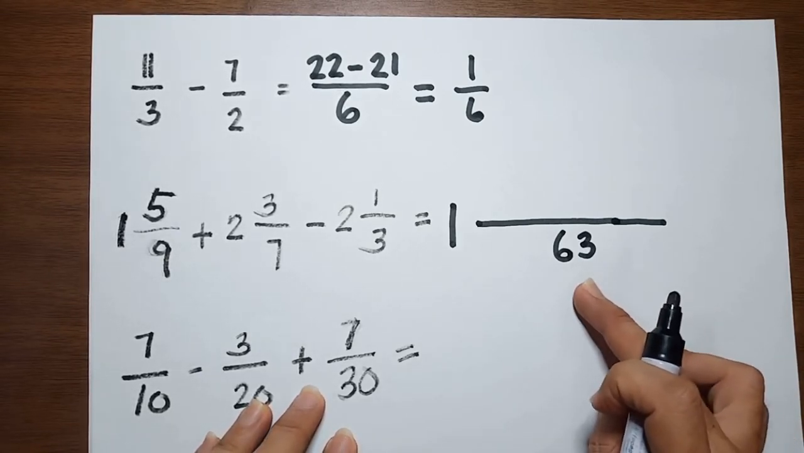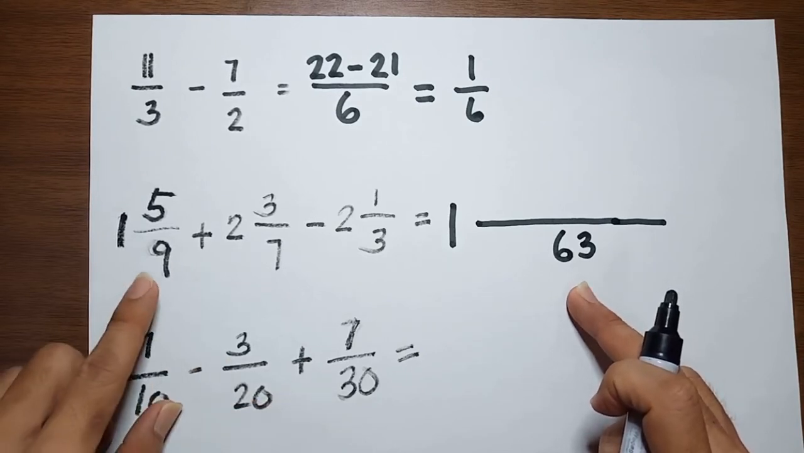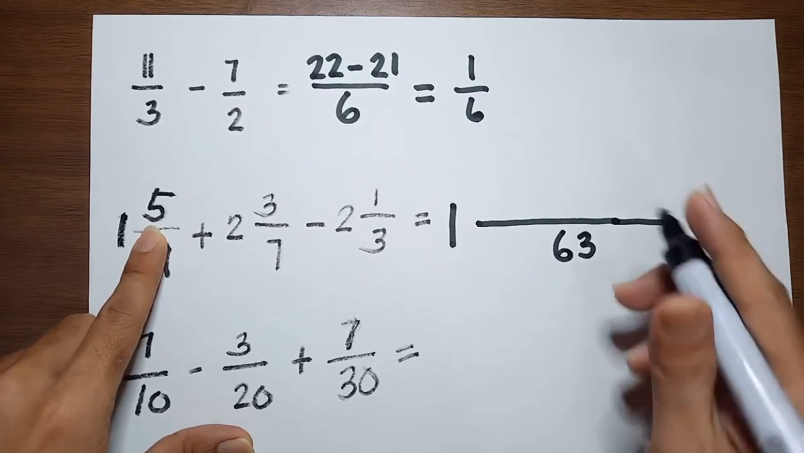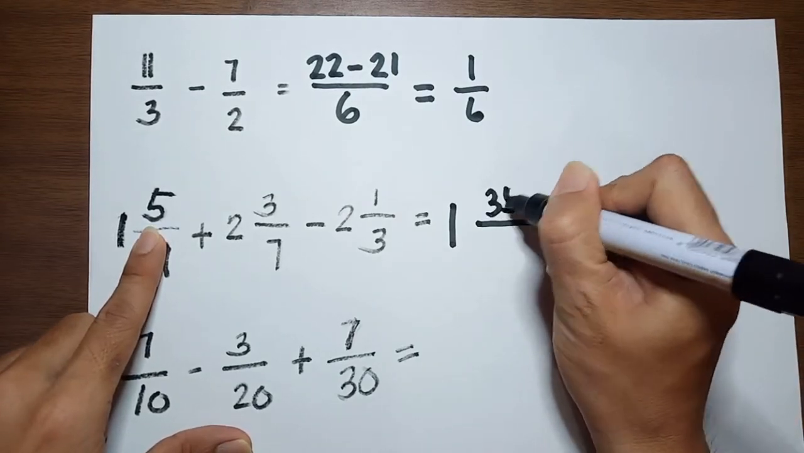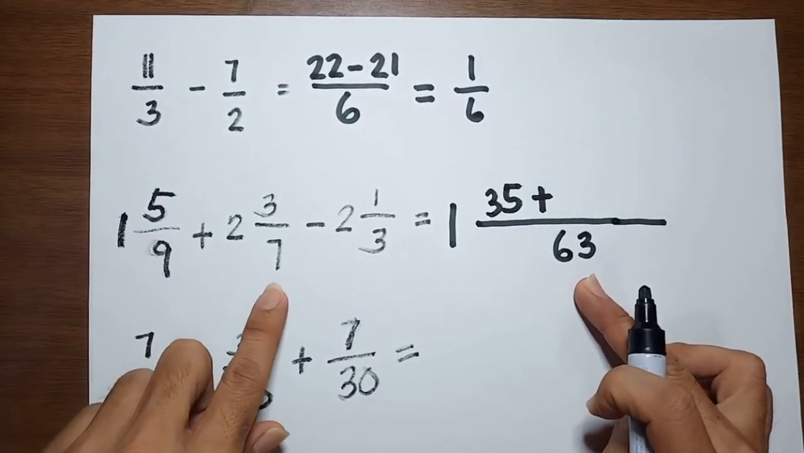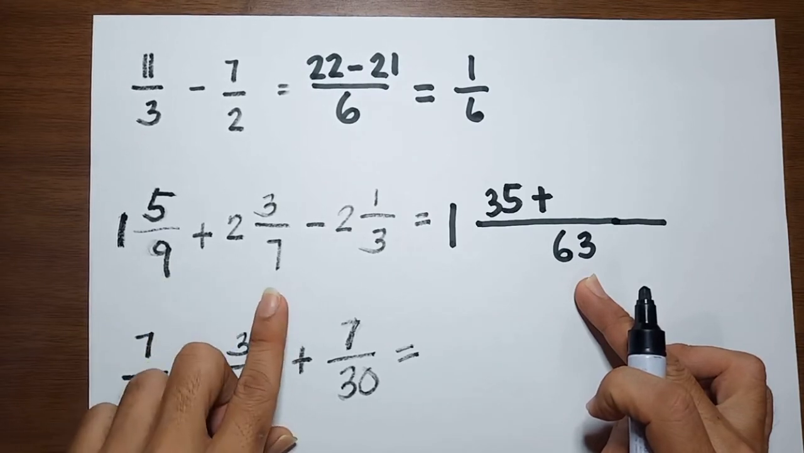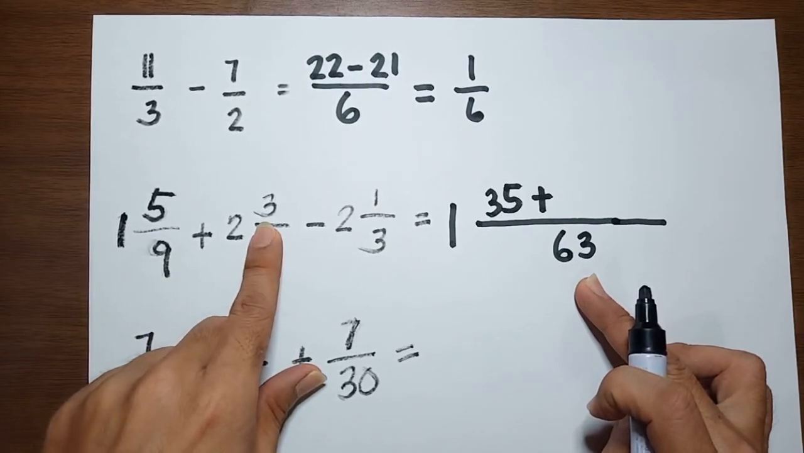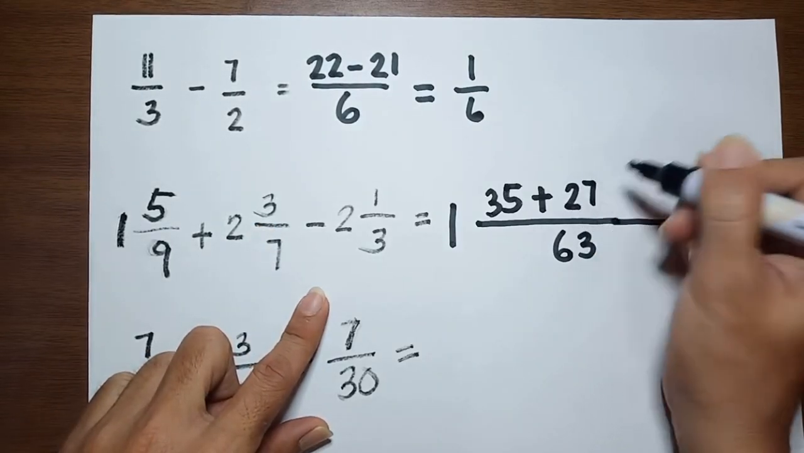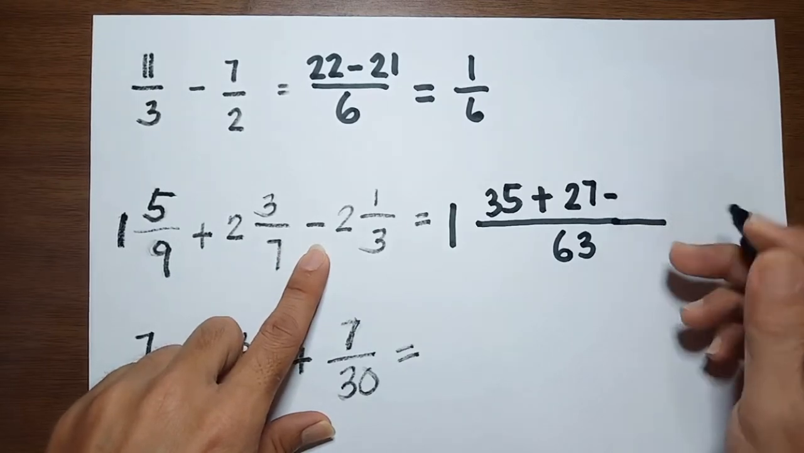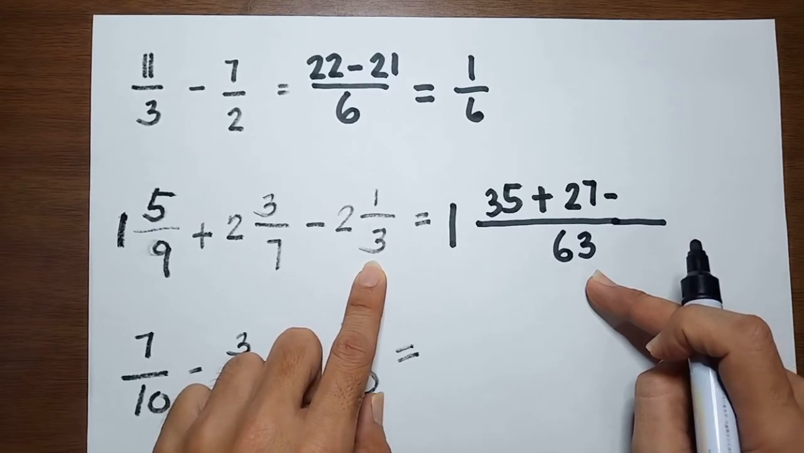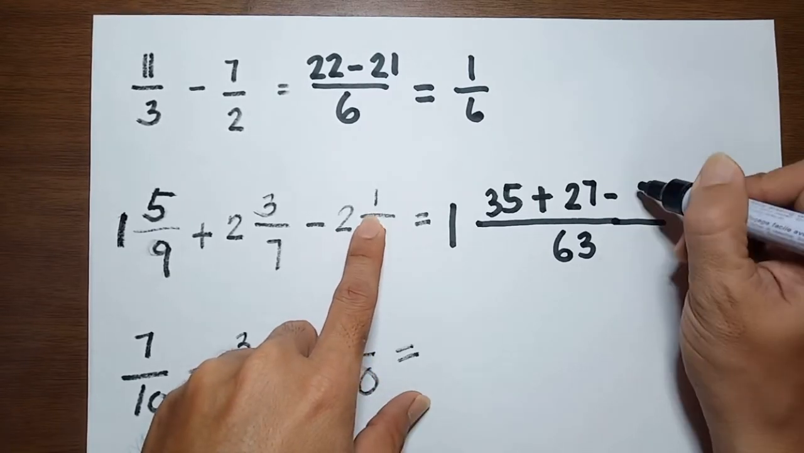Saan man siya? So, balik. 63 divided by 9 is 7. Times 5 is 35. So, we write 35. Then we copy plus. 63 divided by 7 is 9. So, times 3. So, 9 times 3 is 27. Then we copy minus. 63 divided by 3 is 21. Then 21 times 1 is 21.